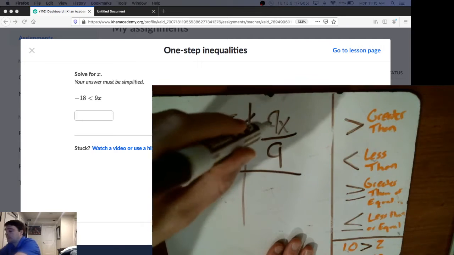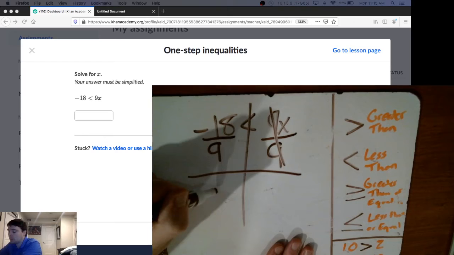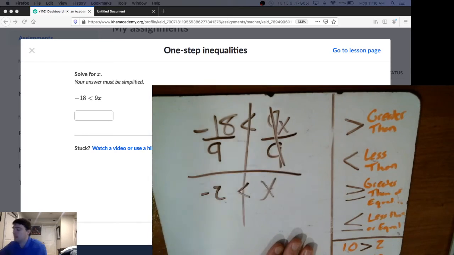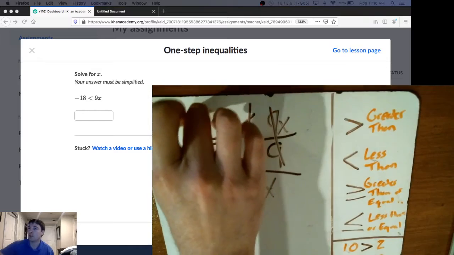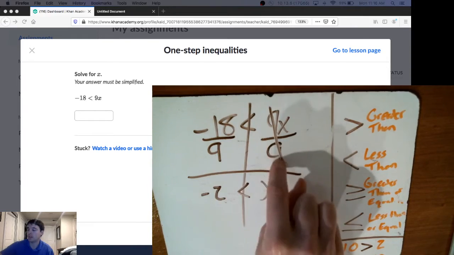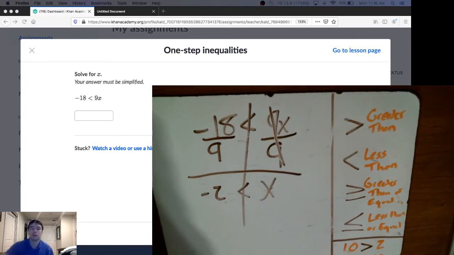Dividing by 9 cancels out the multiplied by 9. Negative 18 divided by 9 equals negative 2. Here it's important to know I did not divide by a negative number. This is a negative value over here, but the inequality only flips if we divide by negative numbers. Here we divided by a positive, so the sign is going to stay in the same direction.